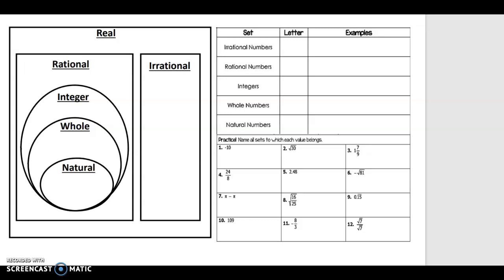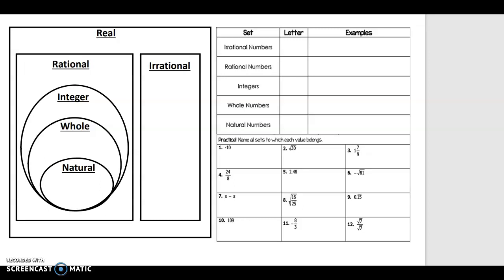Afterwards, we do some practice questions. The whole point of the examples that I had were that some of them weren't simplified. So they had to realize you have to simplify first, then you can name the sets. And we did one example together, and then I let them finish that page.